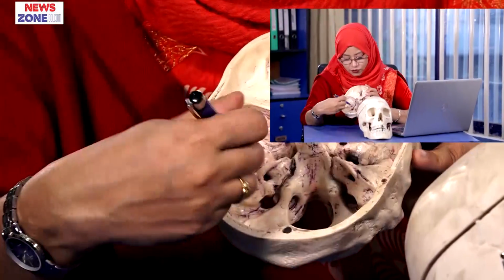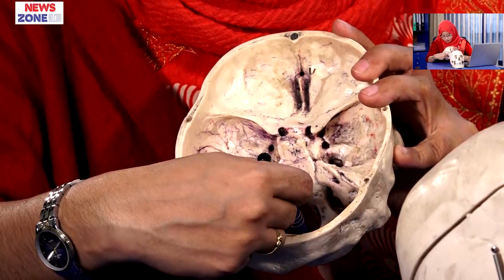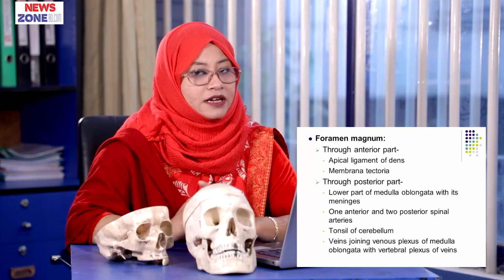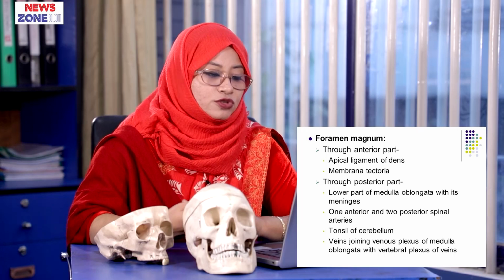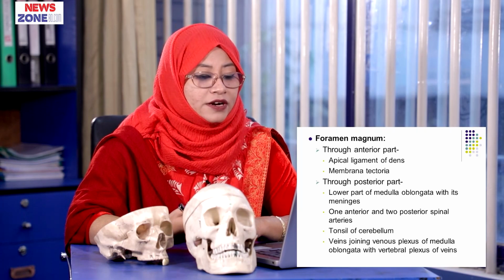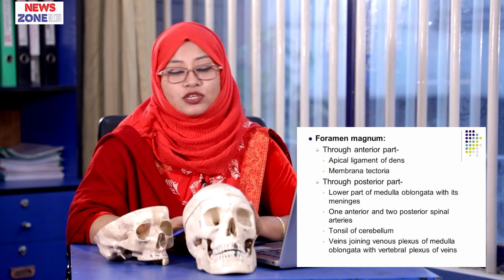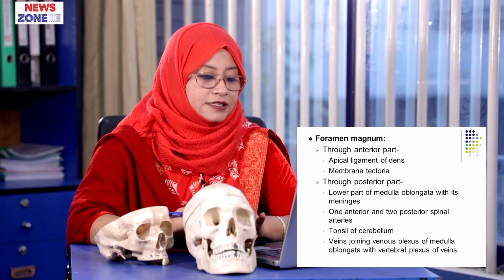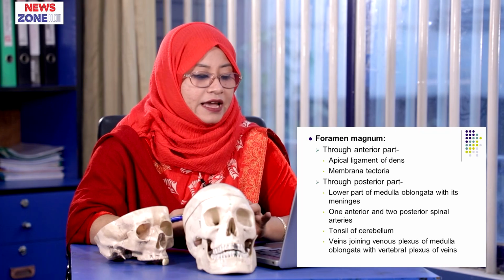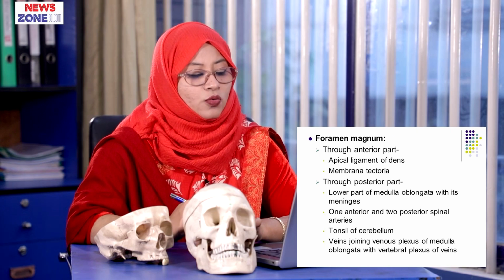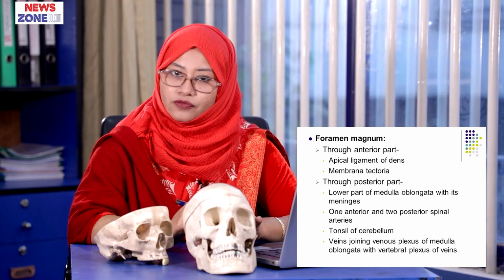And foramen magnum. It is also subdivided into two parts. Through the anterior part, it passes apical ligament of dens and membrana tectoria, and through the posterior part, it passes lower part of medulla oblongata with its meninges, one anterior and two posterior spinal arteries, tonsil of cerebellum, and veins joining venous plexus of medulla oblongata with vertebral plexus of veins.